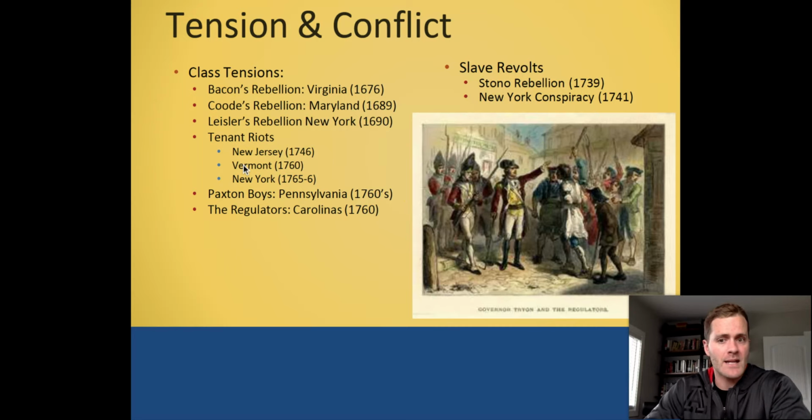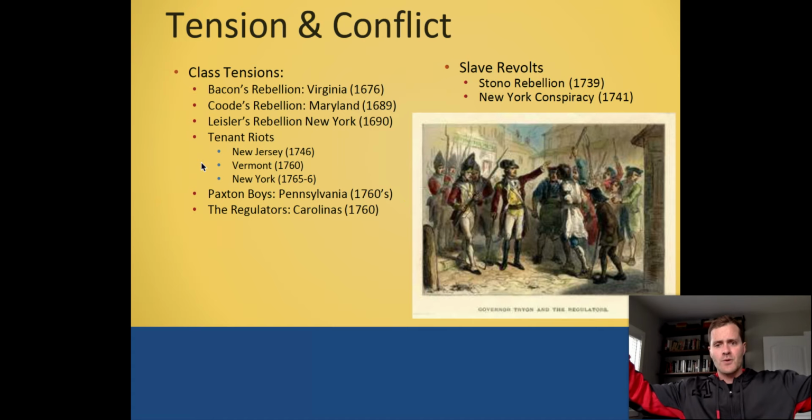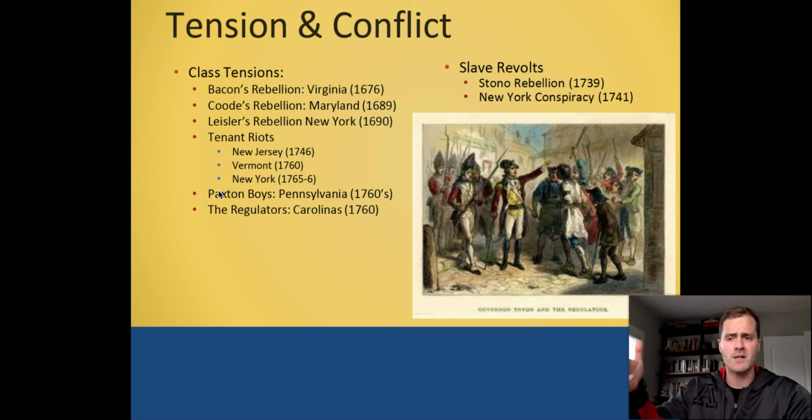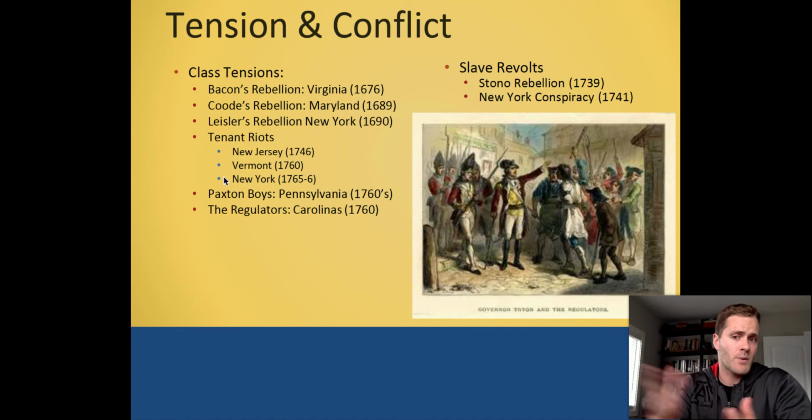We see the tenant riots across the board in the 1740s, 50s, and 60s in New York, New Jersey, and Vermont, which are tenant farmers who are rebelling against those giant landowners who are exerting too much control. The Paxton Boys and the Regulators in both Pennsylvania and the Carolinas are, again, reflections of frontier problems and this feeling that mainstream government in the urban areas is not reflecting their best interests. Those are all examples of class conflicts. The most important ones to know are Bacon's Rebellion and the Paxton Boys, which we've referenced before in class.